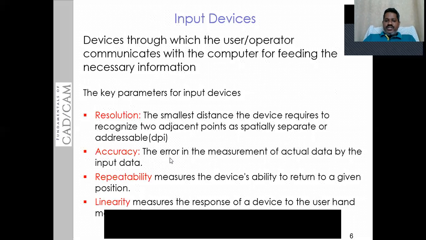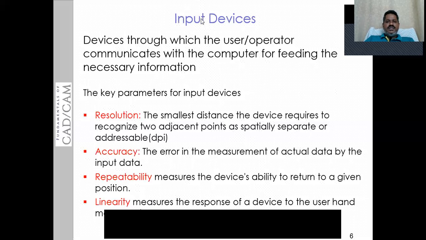Then it must have accuracy. The error in the measurement of the actual data by the input data is called the accuracy. Then it must have repeatability. Repeatability is nothing but measuring the device's ability to return to the initial position, or to come to the return position. Then it must have linearity. Linearity is nothing but measuring the responses of a device to the user's hand movements.